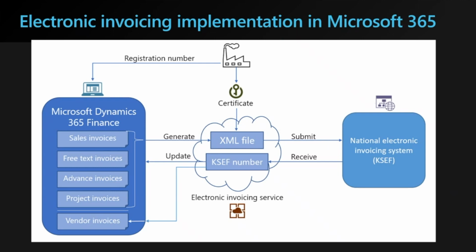KSEF does validation and provides the response whether the submission was successful or not. In case of successful submission, KSEF assigns a unique invoice number, called the KSEF number. This number will be used in different inquiries and in related credit notes as a unique reference to the original invoices. Once received, the KSEF number will be saved back in Dynamics 365 Finance by the service. Related posted invoices in the system will be updated with this KSEF number in the Dynamics 365 database.